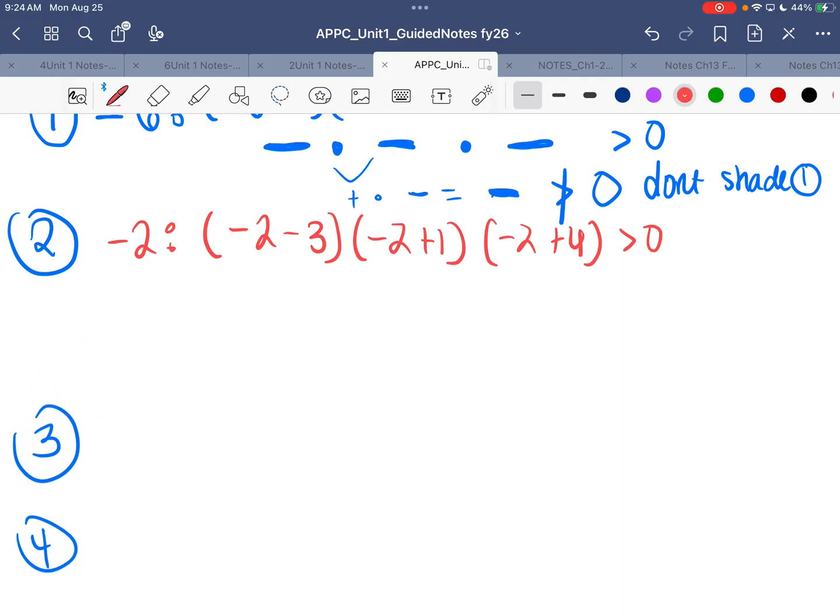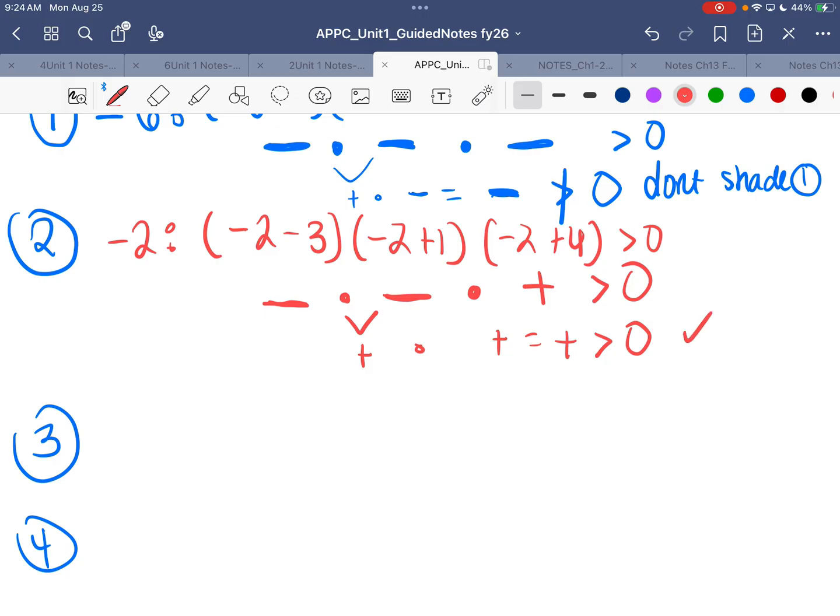Okay, -2 minus 3 is negative. -2 plus 1 is negative. If you ever get a 0, that's because you picked an x-intercept. You need to pick something between the x-intercepts. Okay, then this one is positive. A negative times a negative is a positive, times this positive is a positive. So is this number bigger than 0? Yes, because all positive numbers are bigger than 0.